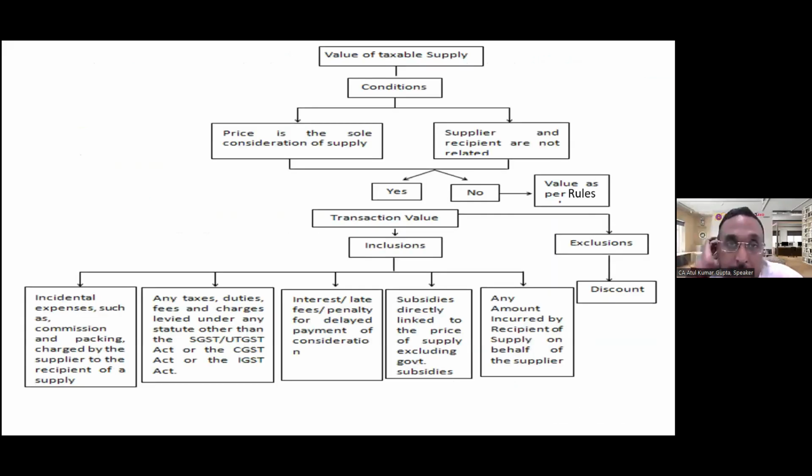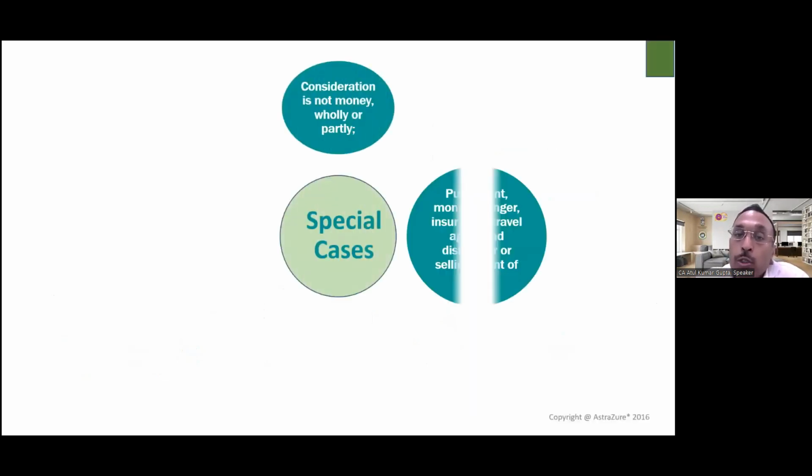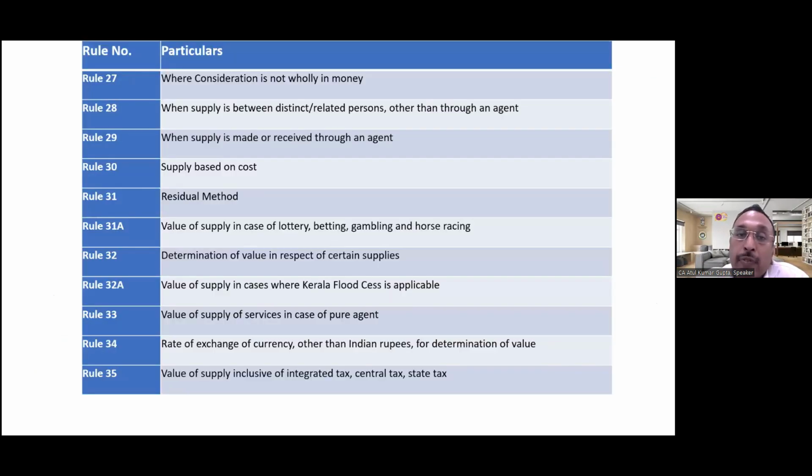Again, I repeat that in case the price is the sole consideration and the supplier and recipient are not related, in that case, if the answer is yes, the transaction value will be the final value. And in the final value, you have to include incidental expenses, any tax, interest, subsidy, or something like that. But if the price is not the sole consideration or the supplier and buyer are related, then in that case you have to go with the various rules which are applicable in this kind of scenario.